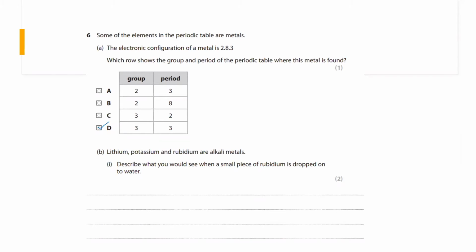Lithium, potassium, and rubidium are alkali metals. Describe what you would see when a small piece of rubidium is dropped onto water. You may have seen in class lithium and potassium being dropped onto water, so think about what you see. We might have seen it on a video, because rubidium is quite hard to get hold of. So you would see the metal would probably float and move about on the surface.